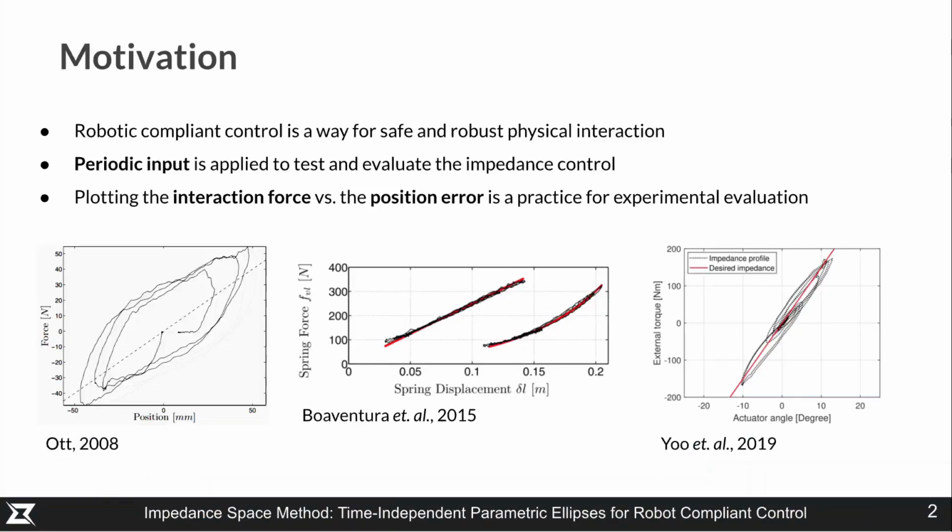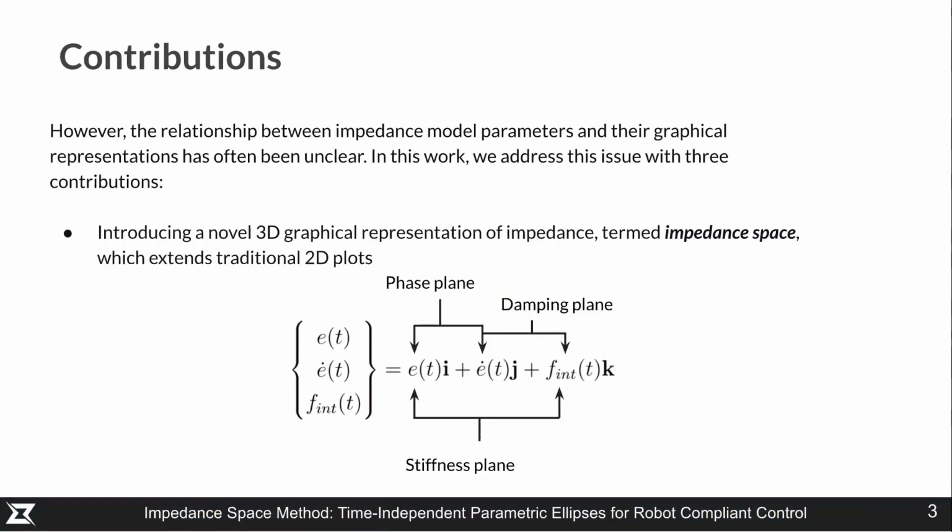Such disturbances are commonly periodic, and plotting the interaction force versus the position error is a practice for experimental evaluation. However, the relationship between impedance model parameters and their graphical representations has often been unclear.